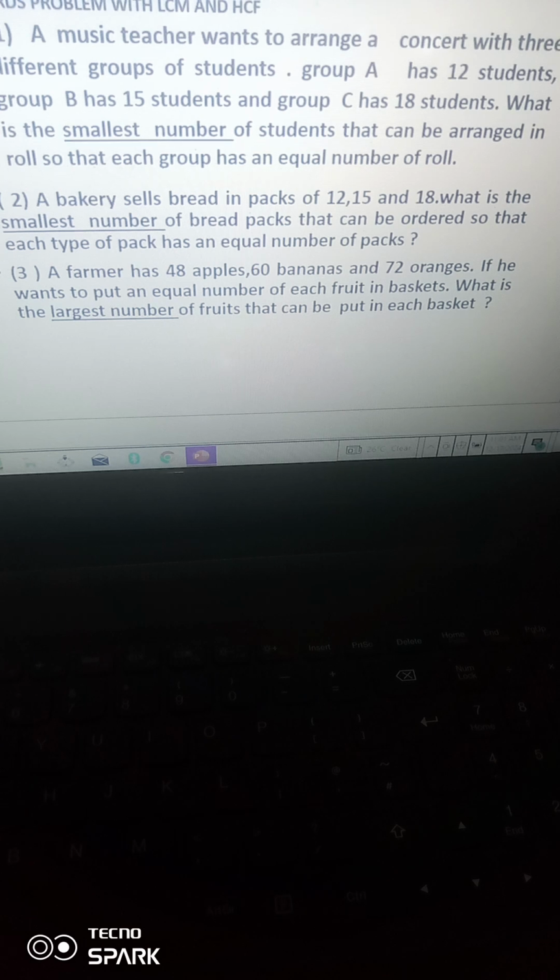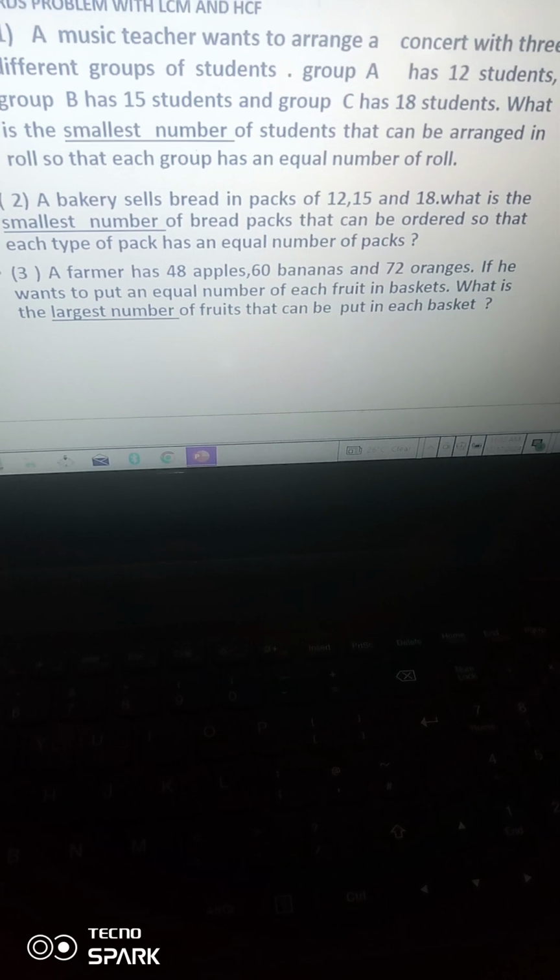Question 1. A music teacher wants to arrange a concert with 3 different groups of students. Group A has 12 students, Group B has 15 students, and Group C has 18 students. What is the smallest number of students that can be arranged in rows so that each group has an equal number of what? Rows.